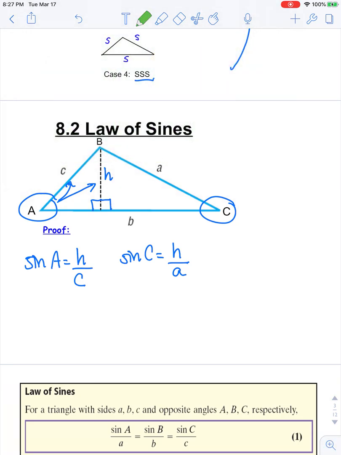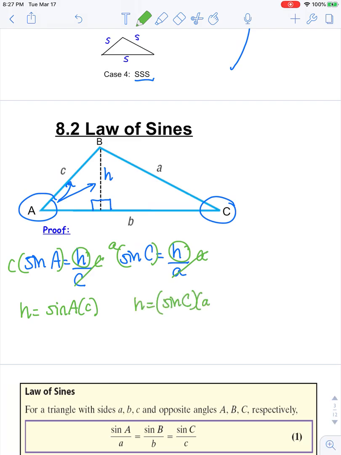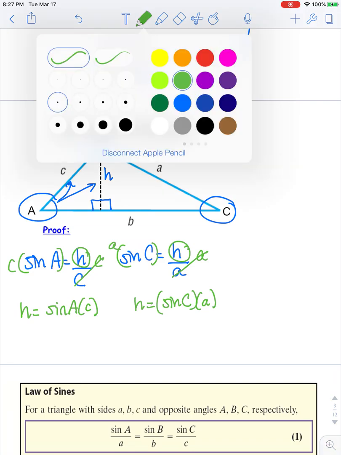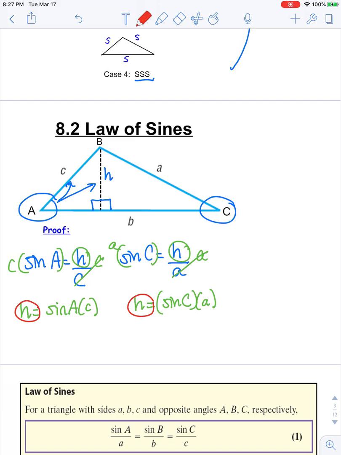Now, since both of these equations have h in them, I'm going to solve each equation for h. If I multiply both sides by c, that would give me h to be sine of A times c. If I do the same thing on this side, multiply each side by a this time, that would give me h to be sine of C times a. Then, because both of these are equal to the same thing, using substitution, we can set these two equal to each other. So sine of A times c is equal to sine of C times a.